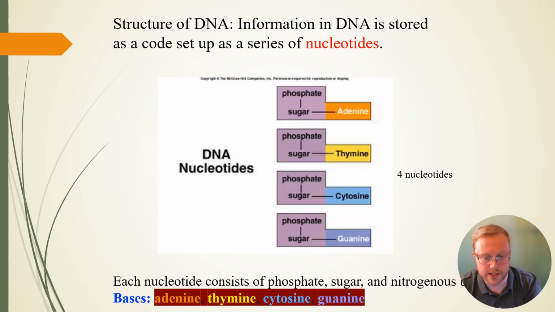So the structure of DNA. DNA is what's used to store the information inside of your cell. This is made out of a series of nucleotides. You remember we learned about A, T, C, and G last week. So A, or adenine, T, or thymine, C, or cytosine, G, or guanine.